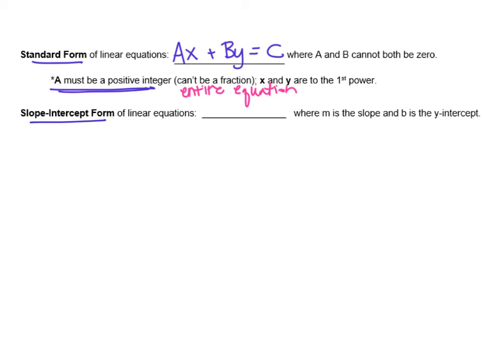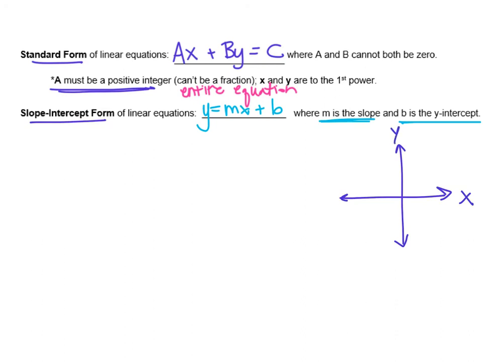All right, slope-intercept form is y equals mx plus b, where m is the slope of the line and b is the y-intercept. Now, a y-intercept, if you remember, if this is your coordinate plane, here's the x-axis, here's the y-axis. If I have a linear function, a straight line drawn through it, the y-intercept is going to be the point where the line crosses the y-axis. So that is the y-intercept right there. So that b value tells you where it crosses the y-axis.